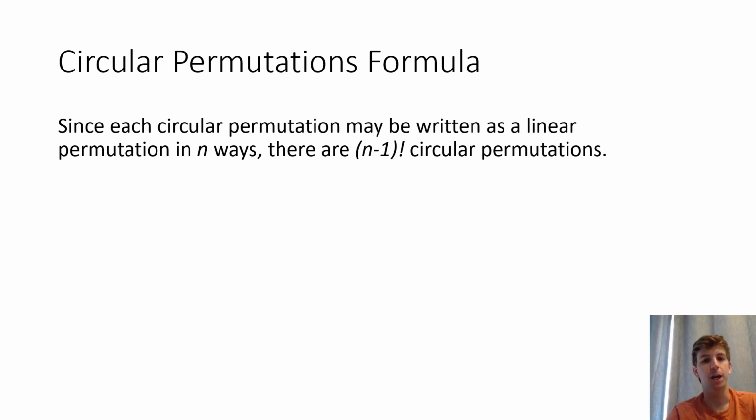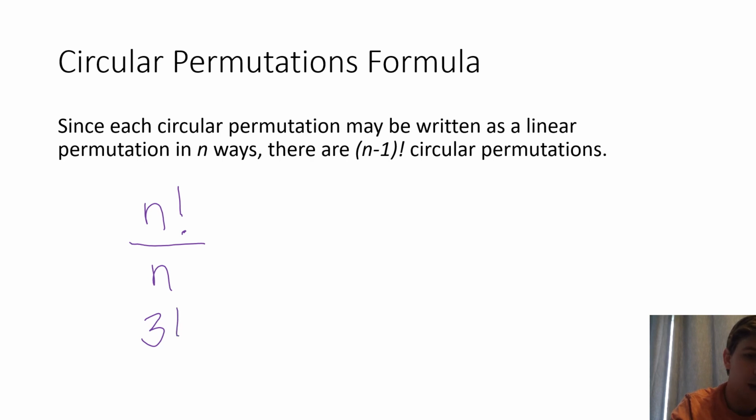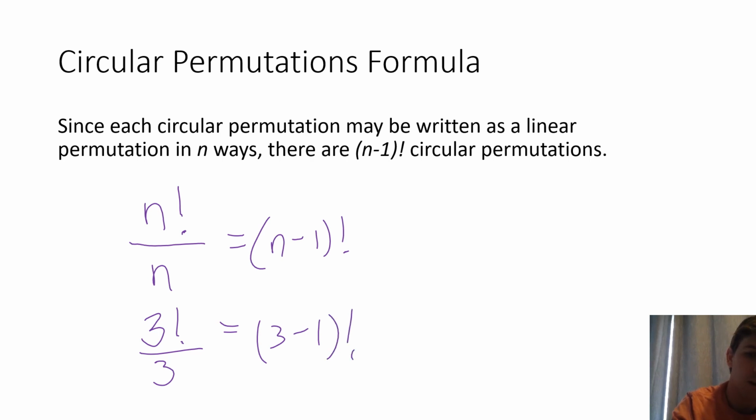Since each circular permutation may be written as a linear permutation in n ways, there are n minus 1 factorial circular permutations. Just like we were doing over there for 3 people in a circle, the linear could be written as n factorial, and we were just dividing that by n. In the other problem, it was 3 factorial divided by 3, which gets us n minus 1 factorial. This got us 3 minus 1 factorial, which is equal to 2 factorial.